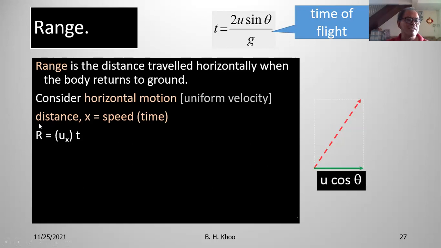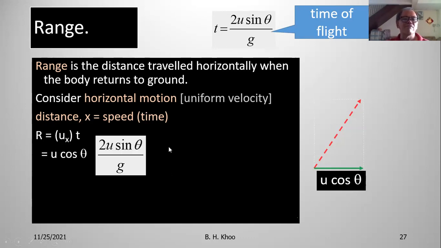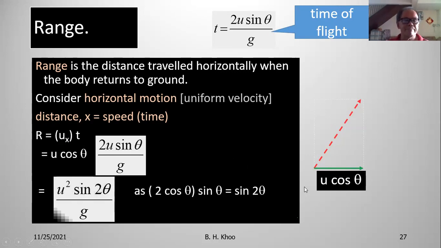we write a mathematical symbol: horizontal velocity times time. Horizontally it is u cos theta. Time of flight, that's our time of flight. Write that in and use a bit of trigonometry. Remember that 2 sine theta times cos theta becomes sine 2 theta. So replacing that, we get u squared sine 2 theta over g.